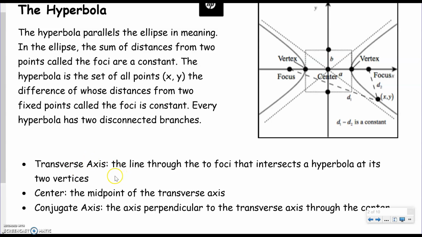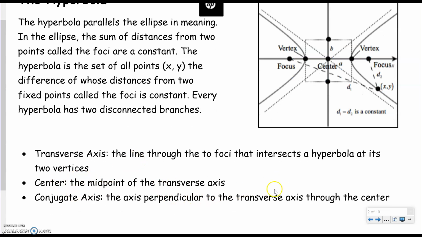Instead of a major axis, we now have the transverse axis that goes between the two foci. Actually, it intersects the hyperbola at its vertices as well. The center is the midpoint of the transverse axis. That also helps us figure out where our asymptotes will go. And then the conjugate axis is the axis that's perpendicular to the transverse axis through the center.